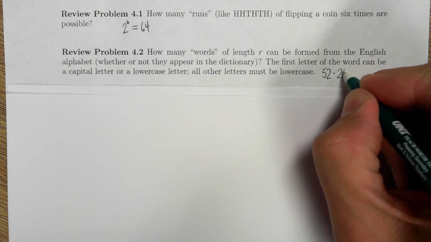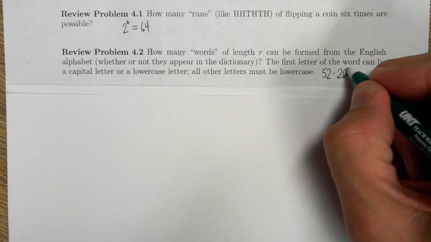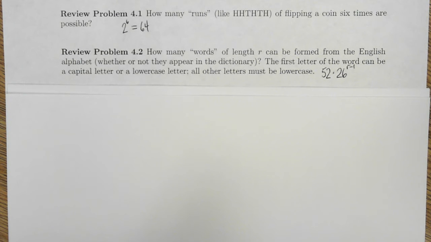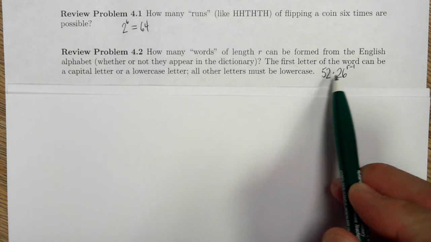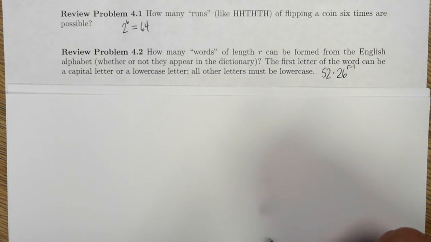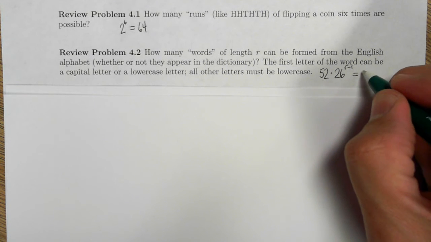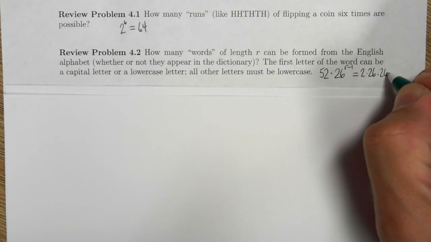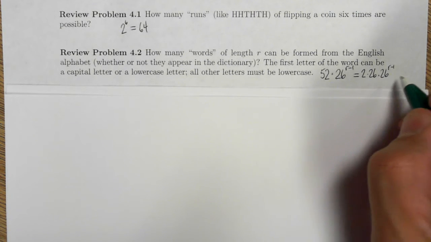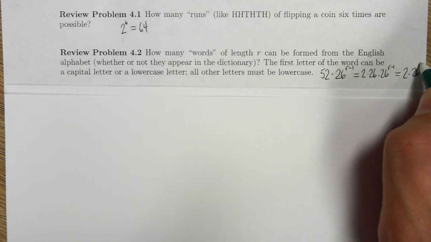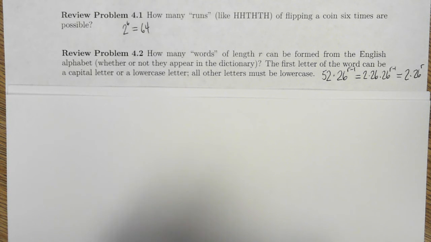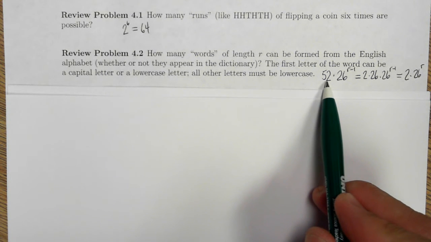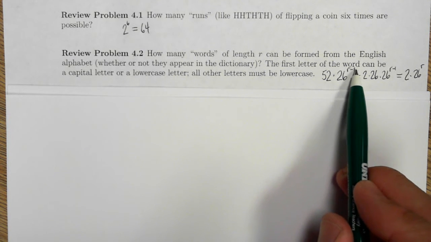After that, for every other letter, there are 26 possibilities, and there are R minus 1 remaining letters. So this would be one way to write the answer, 52 times 26 to the R minus 1. That would be a correct way of writing this. And that means there's 52 possibilities for the first letter and 26 possibilities for the R minus 1 remaining letters. This can be simplified somewhat. We can write this as 2 times 26 times 26 to the R minus 1. And then I can combine to write 2 times 26 to the R. So this is a little simplified and also correct. But the basic logic is there's 52 possibilities for the first letter and then 26 possibilities for the remaining R minus 1 letters, and I multiply.